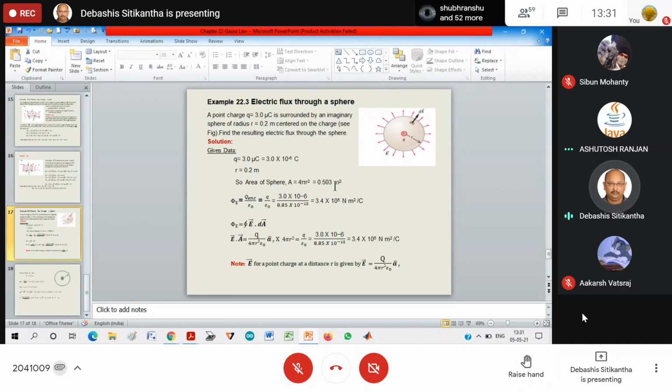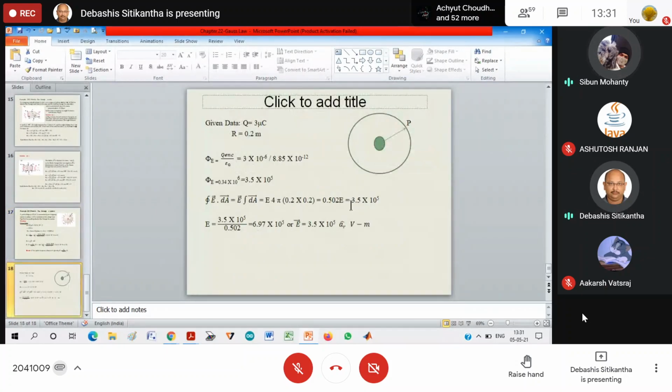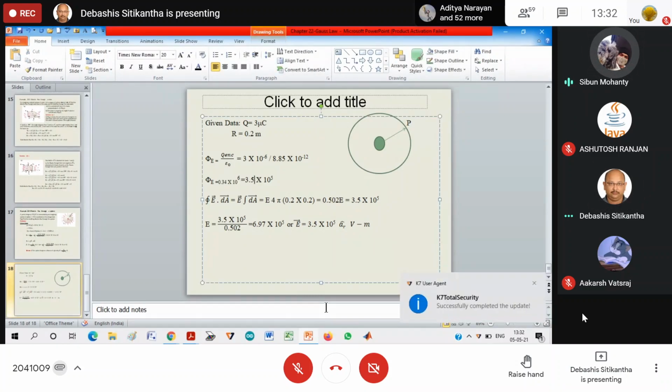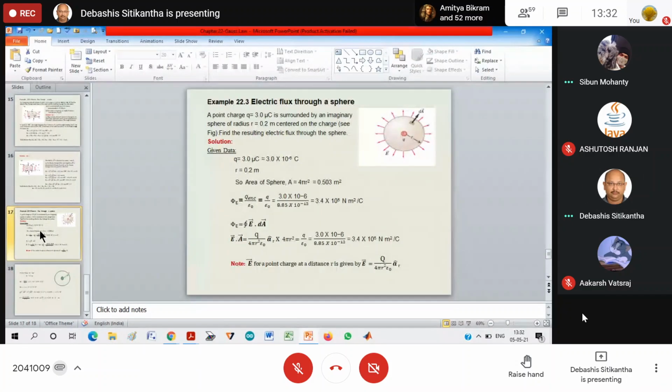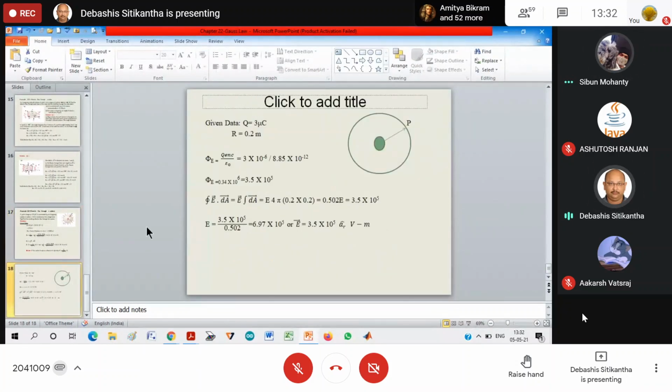It is not a big deal, because you see here area is given as 0.503, and by that method I am getting 8.33 into 10 to the minus 15. No, it may not come like that. It will not come in that way. There may be some calculation mistake, I suppose. Just have a look.